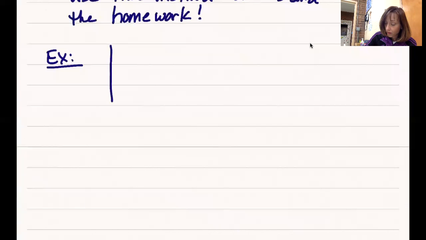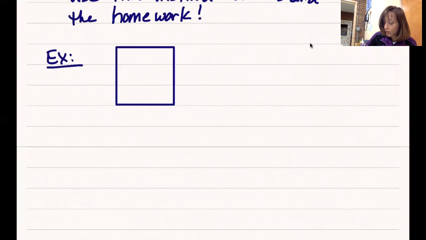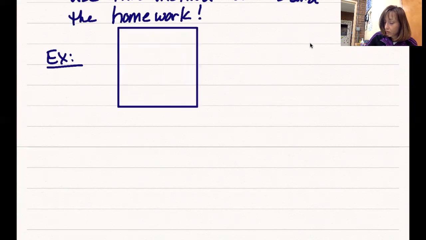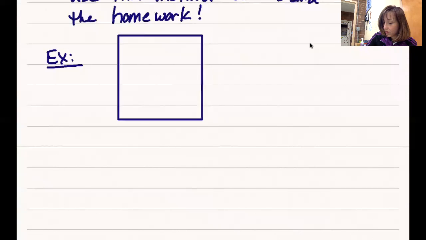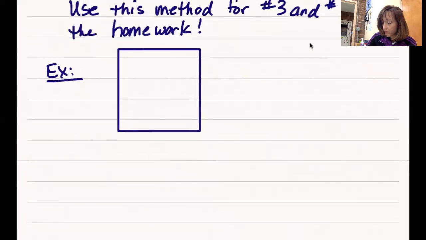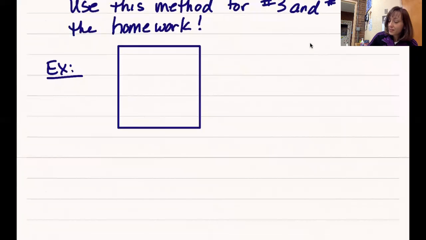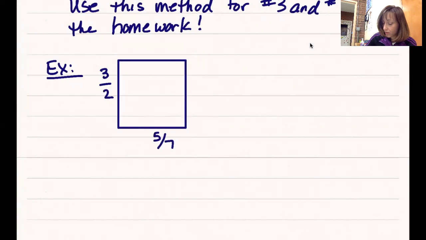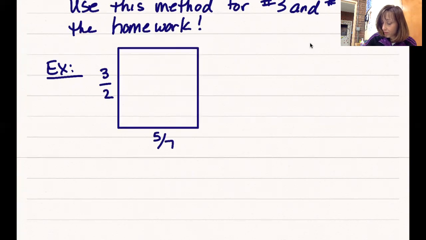Let's see, I might give you a little rectangle here. I want to make that go this way. Okay. Well, nice try. This side length is 3/2. And this side length is 5/7. I'm going to color that in case that makes it better for you to see.